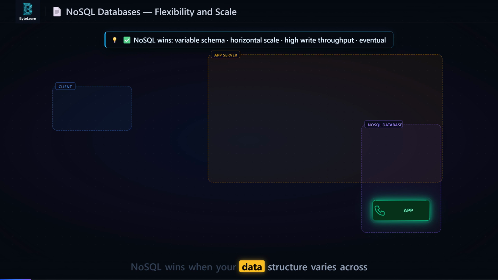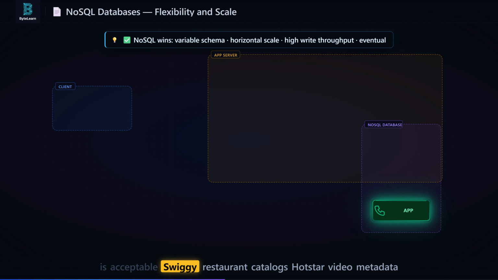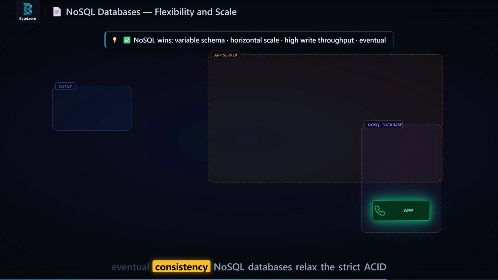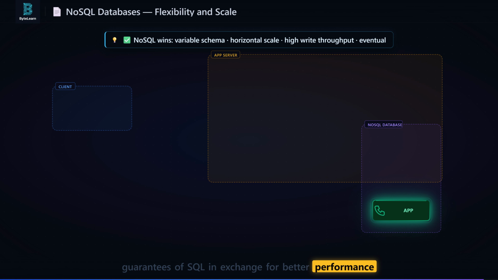NoSQL wins when your data structure varies across records, when you are scaling horizontally to handle millions of writes per second, when you do not need complex joins, and when eventual consistency is acceptable. Swiggy restaurant catalogs, Hotstar video metadata, Twitter's tweet store, Google's search index, these are all NoSQL use cases. The key phrase is eventual consistency. NoSQL databases relax the strict ACID guarantees of SQL in exchange for better performance and scale.